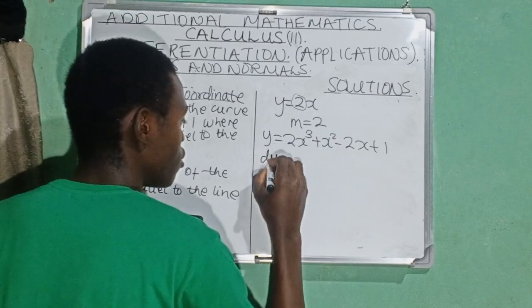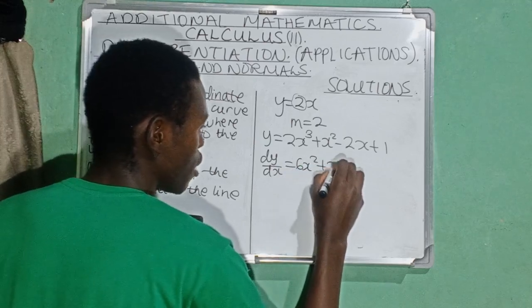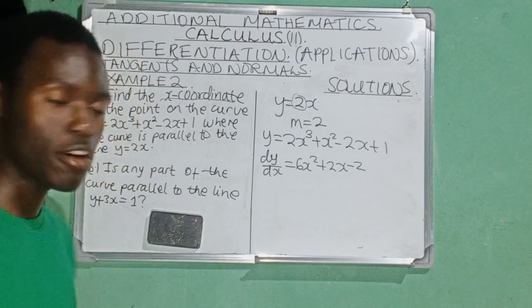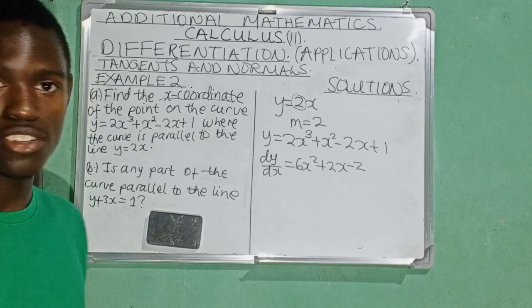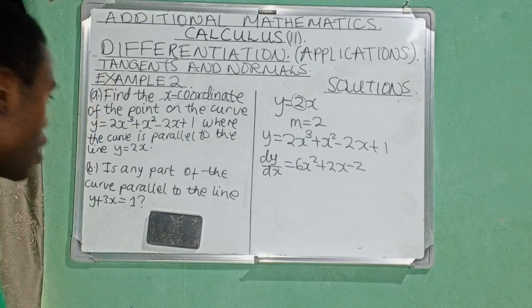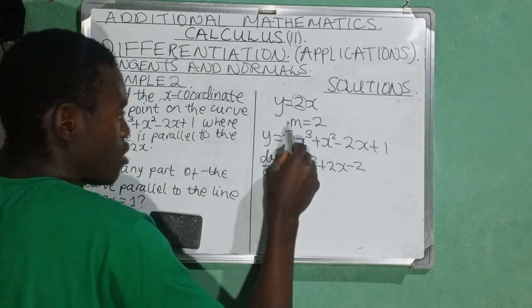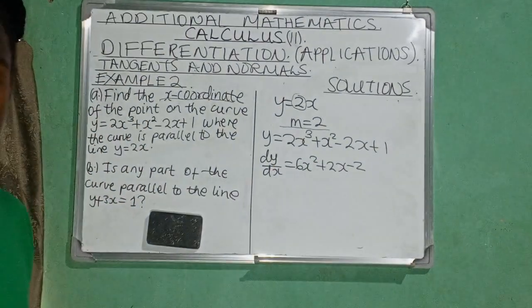Then we find our derivative: dy dx is equal to 6x squared plus 2x minus 2. After doing this, what we have found is called our gradient function. Dy dx is called the gradient function. And then in the question, they have told us that the gradient is equal to 2.